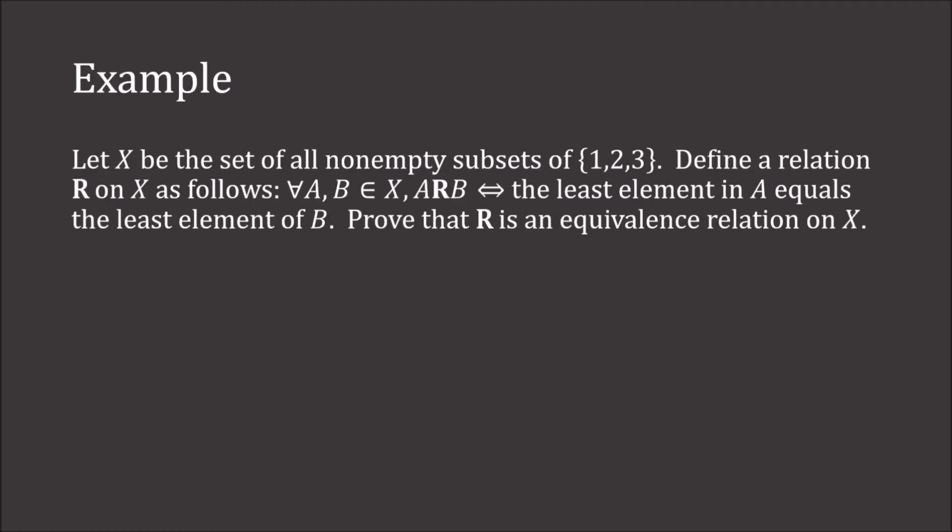So if we let X be the set of all non-empty subsets of the set {1, 2, 3}, and we define a relation R on X as follows. For all A and B in X, A is related to B if and only if the least element in A equals the least element in B. We want to prove that R is an equivalence relation on X. So that is, we have to show that R is reflexive, symmetric, and transitive.